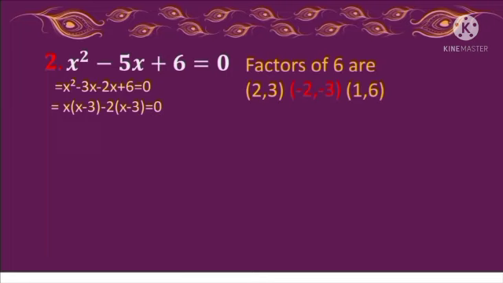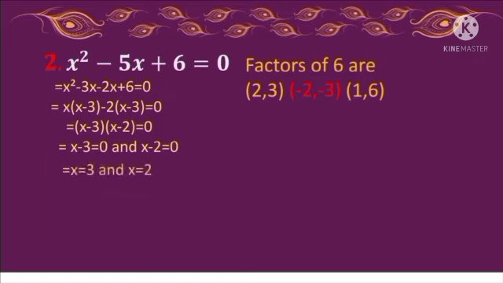If you take x common from the first two terms, x into x minus 3, minus 2 into x minus 3 is equal to 0. Now x minus 3 we have taken common: x minus 3 into x minus 2 is equal to 0. So x minus 3 is equal to 0 and x minus 2 is equal to 0, so x is equal to plus 3 and x is equal to plus 2. Here the factors are minus 2 and minus 3, so the roots automatically change to positive, right? Now let us go for the third one.